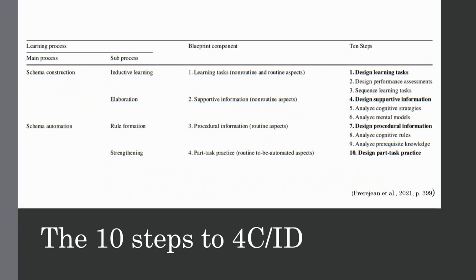Ferragine and his associates described the 10 design steps for 4CID and proposed a process for using this model to create professional development training. Here you can see the main processes, subprocesses, components, and the 10 design steps. The 10 design steps include design learning tasks, design performance assessments, sequence learning tasks, design supportive information, analyze cognitive strategies, analyze mental models, design procedural information, analyze cognitive rules, analyze prerequisite knowledge, and design part task practice.